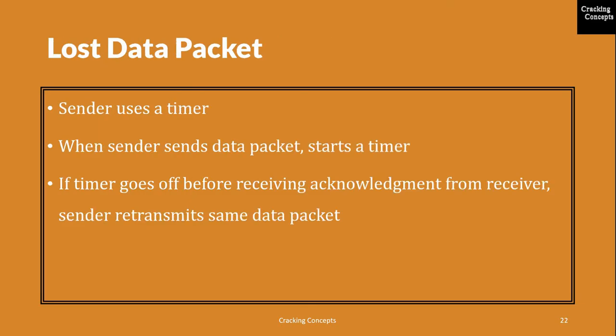The first is the problem of lost data packet. When a sender sends the data packet and receiver does not receive the data packet, it means that the data is lost in between the transmission. So to overcome this type of problem, the sender uses a timer. When the sender sends the data packet, it starts a timer. If the timer goes off before receiving the acknowledgement from the receiver, the sender will retransmit the same data packet.